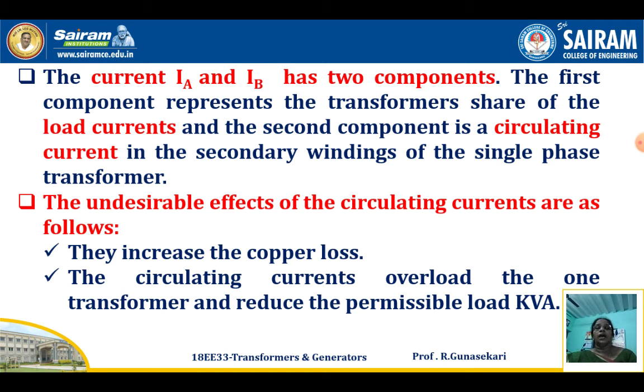This is an undesirable effect. What are the effects of circulating current? The first one is that it increases the copper loss. Normally, what is the formula for copper loss? I squared R. So the copper loss is directly proportional to the current squared. When the current increases, automatically the copper loss increases. So due to circulating current, the copper losses increase. The second one is that circulating currents overload one transformer and reduce the permissible load kVA. This is another effect of circulating current.